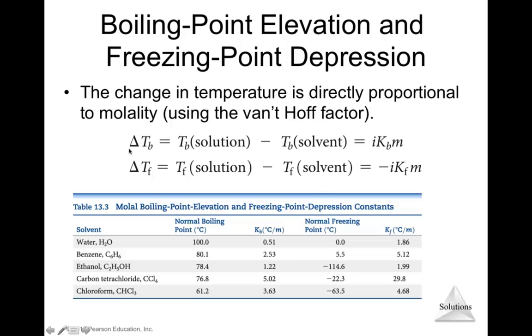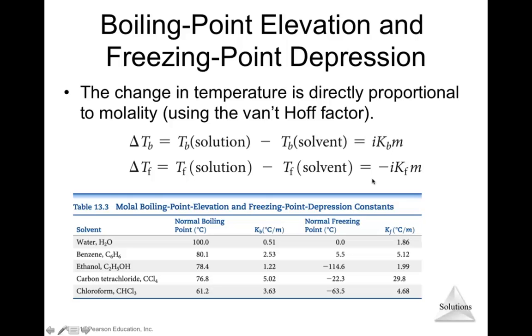equation. So this represents the change in the boiling point, and this is i. We're going to talk in the next slide about the i, the Kb, and the molality. So here we have 1, 2, 3, 4, 5, so we have five variables. We need four of them to determine the fifth one, or to calculate the fifth one.